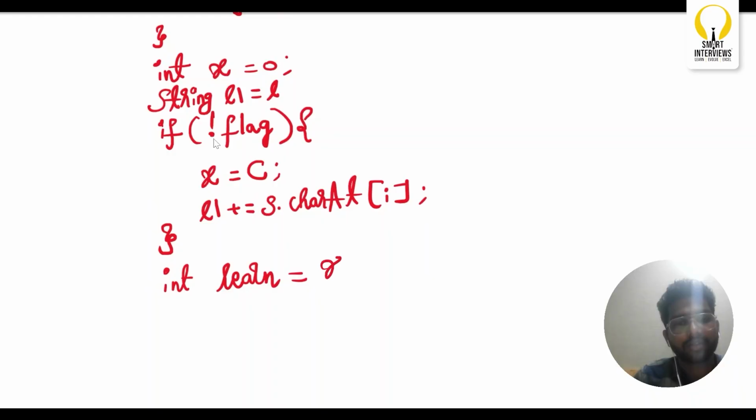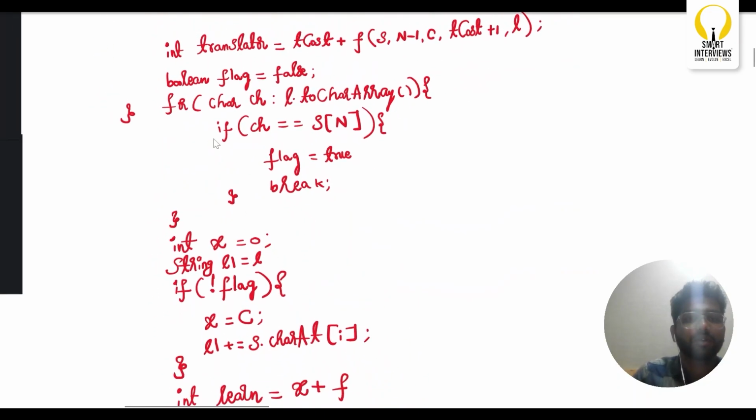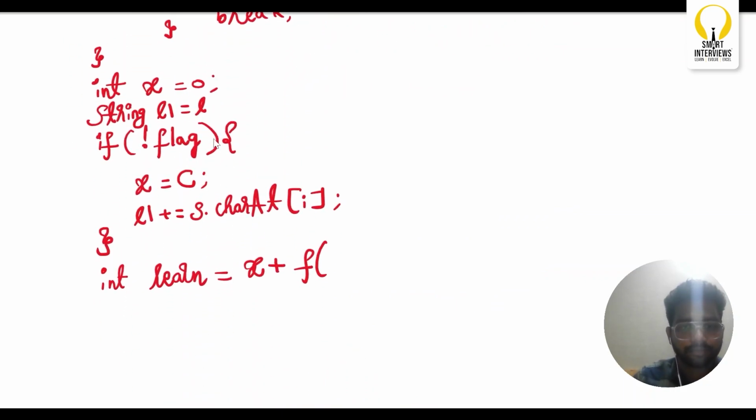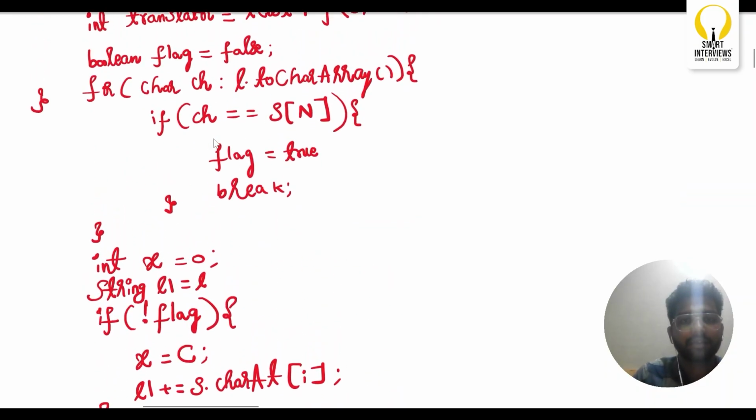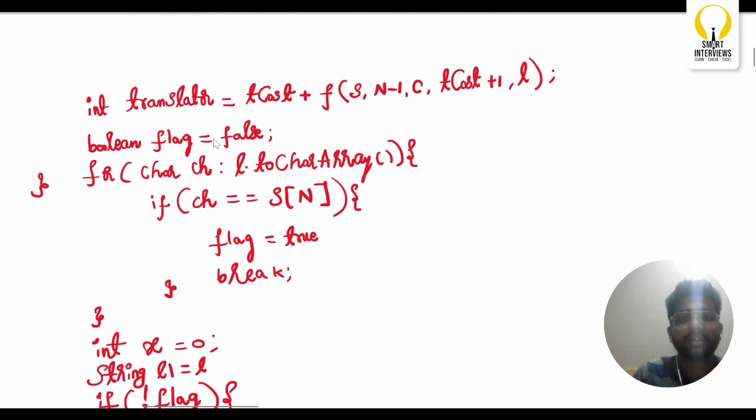So x is the cost, right? Because if I already know the language, x is 0. If I don't know the language, x is c, right? And plus the remaining function. What is the function? To find the cost of the remaining n minus 1, right? Which is s comma n minus 1 comma, what are the remaining variables? C. After that, what is that?